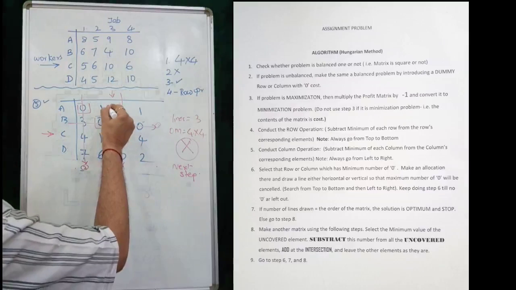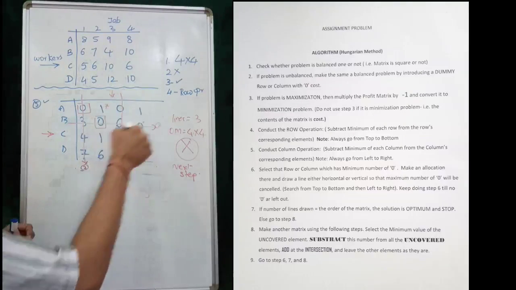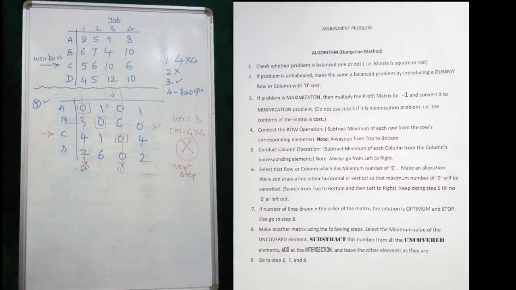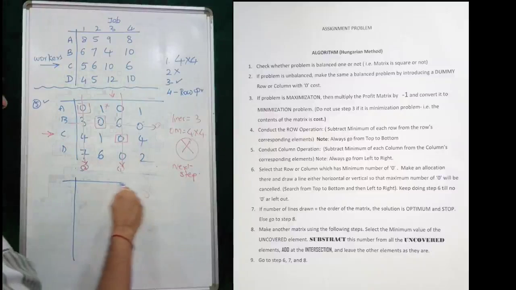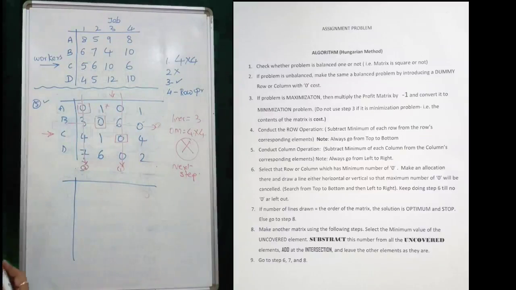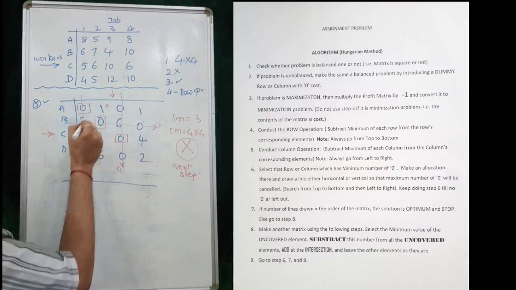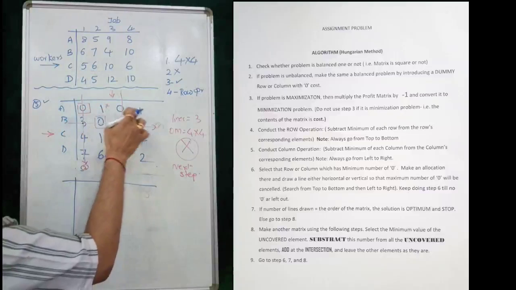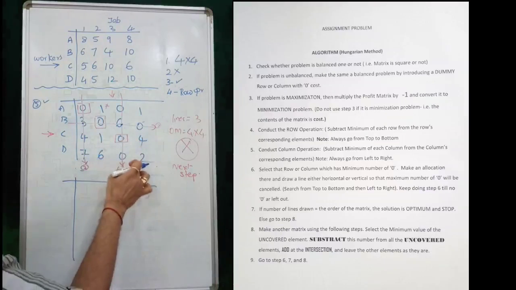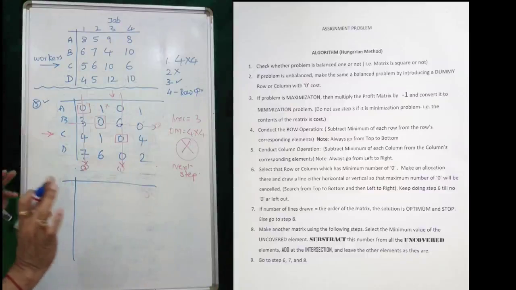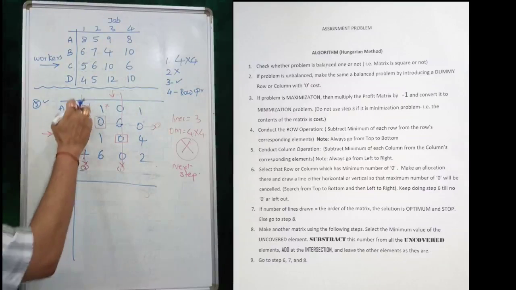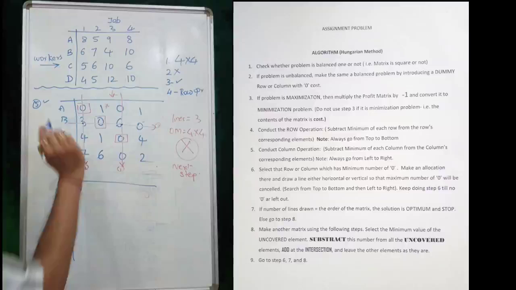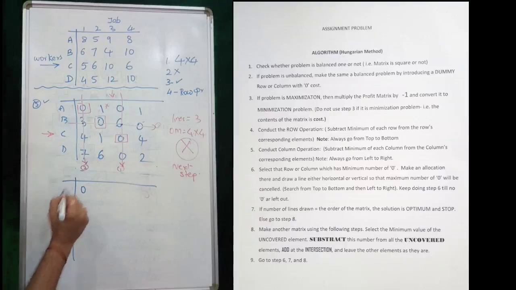The minimum is 1. Any one, they want to see only the value. So the value of the uncovered element is 1. I have selected 1. So what am I going to do with this 1? I will add it to the intersections, subtract it from uncovered elements, and other elements which are covered by the line, I leave as they are. So I write as it is.